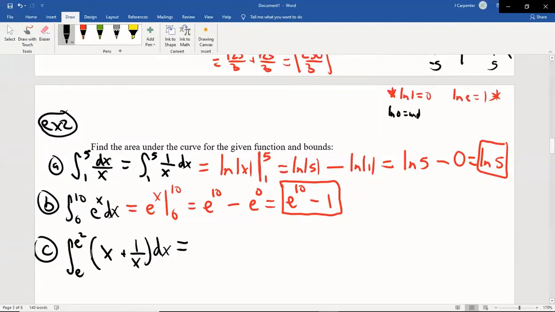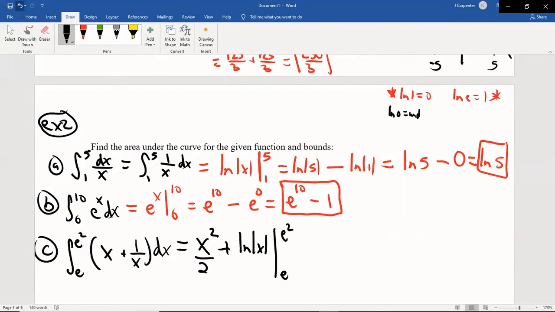This x counts as x to the first. So when you add 1 and divide by the same exponent, that's x squared over 2. Plus the integral of 1 over x dx is the natural log of the absolute value of x. But then we're evaluating this between the upper and lower limits, between e and e squared, which is like between 2 and some change and 8 and some change, roughly.